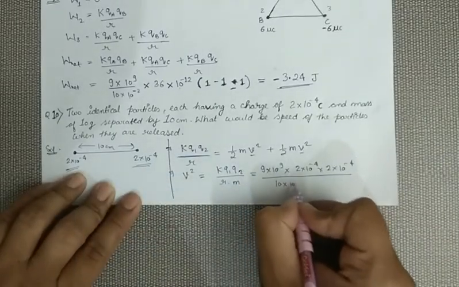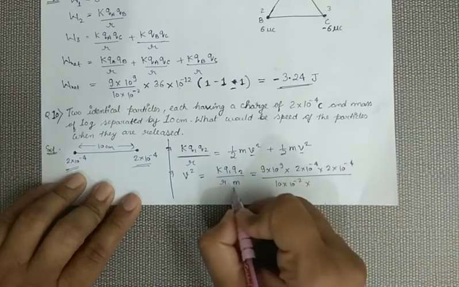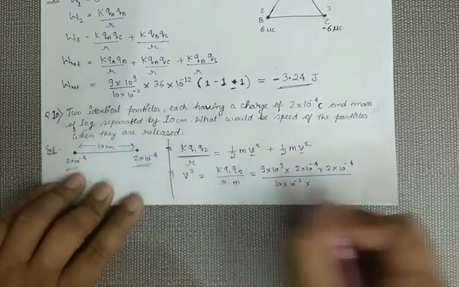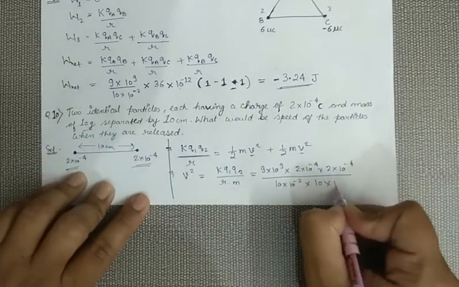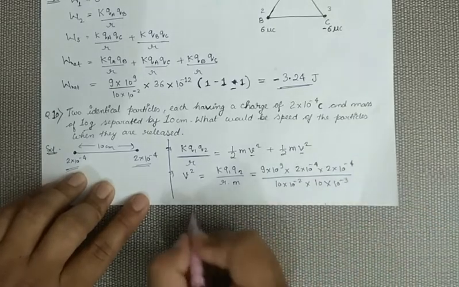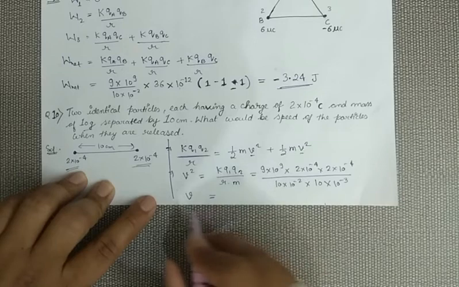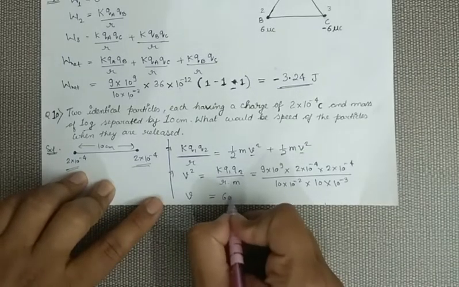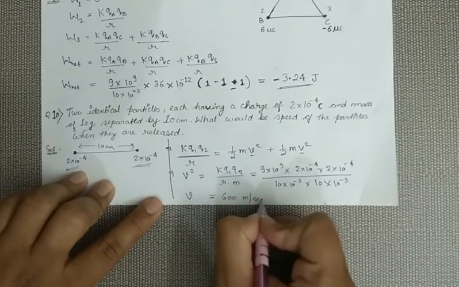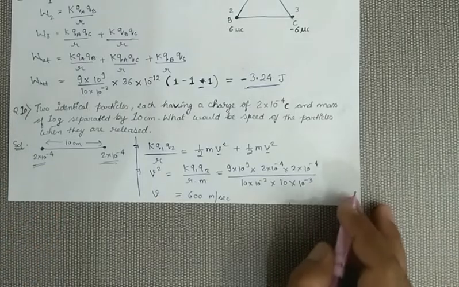Convert it in the meter, 10 to the power minus 2, and the mass is given here 10 gram. So instead of gram we use kg. So again we convert it in the kg. So on simplifying this, you will get your velocity. It will be something about 600 meter per second. So this will be the velocity of the two particles.